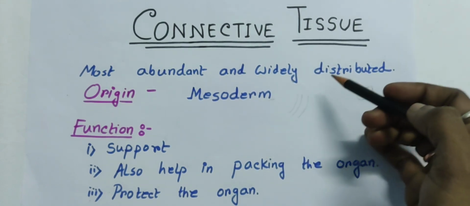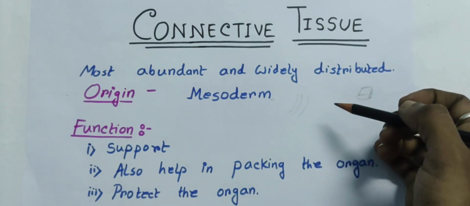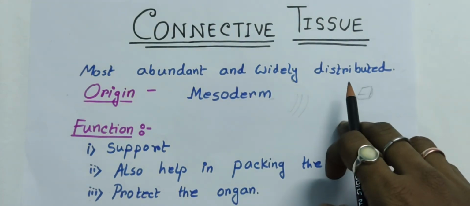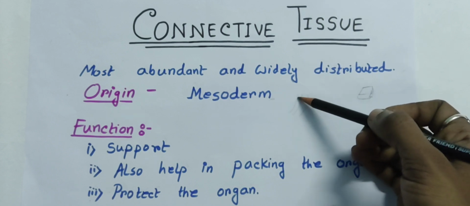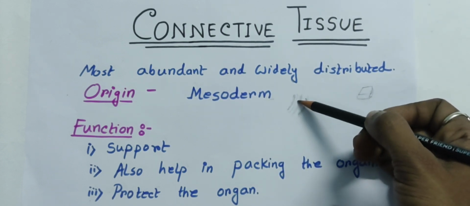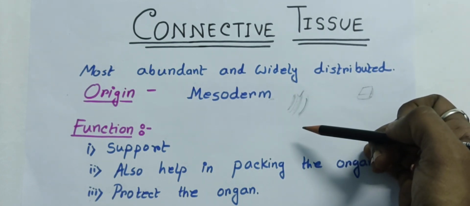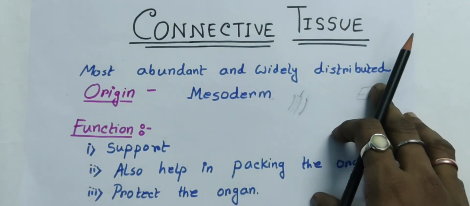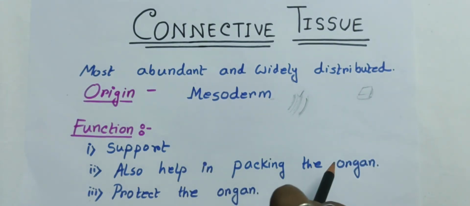When the zygote forms and develops into the fetus, there is a step called the gastrula. At that stage, there are three layers: ectoderm, mesoderm and endoderm. Ectoderm is the outermost layer, endoderm is the innermost layer, and the middle layer is the mesoderm. So connective tissue originates from the mesodermal region. Its main function is to give support, and also to help in packing the organs.